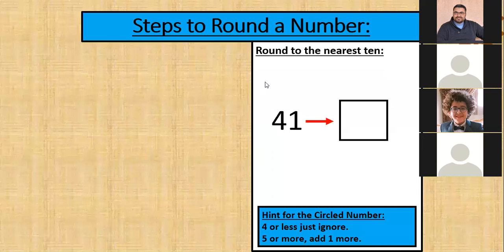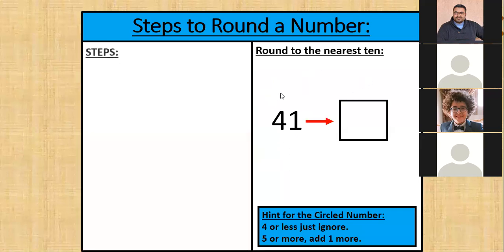Omar? Hello. Hi, Omar. Can you tell me the answer when we round 41 to the nearest 10? 40. 40, very good. Thank you, Omar. Okay, Omar tells me the answer when we round 41 to the nearest 10 will be 40.